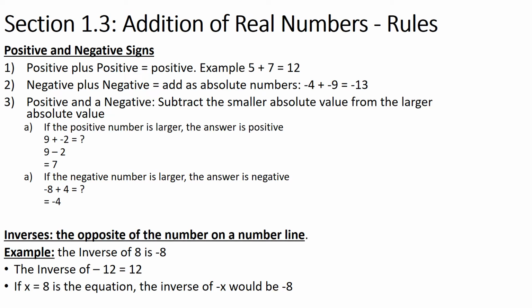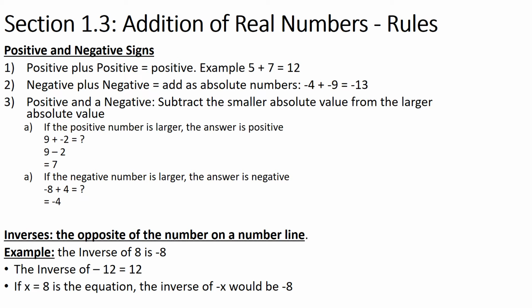Now the addition of real numbers. Well, you remember a positive plus a positive will result in a positive. 5 plus 7, those are both positive numbers, equals 12. A negative plus a negative. Negative 4 plus negative 9 will equal negative 13.